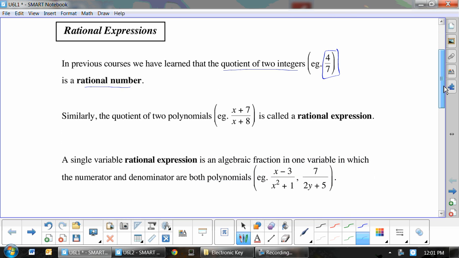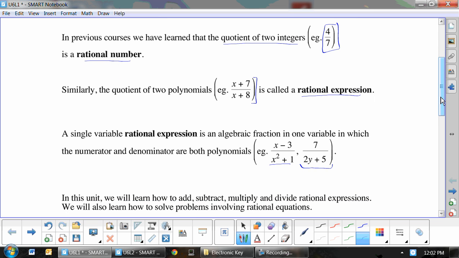So then they say the rational expression is similar in that it's the quotient of 2 polynomials. So it's like a fraction with polynomials instead of just integers. So it looks something like this, or like this, or like this. So both the numerator and the denominator can be polynomials.